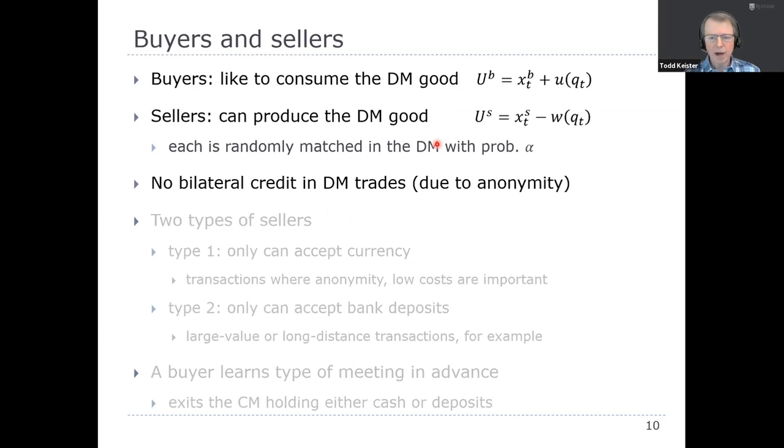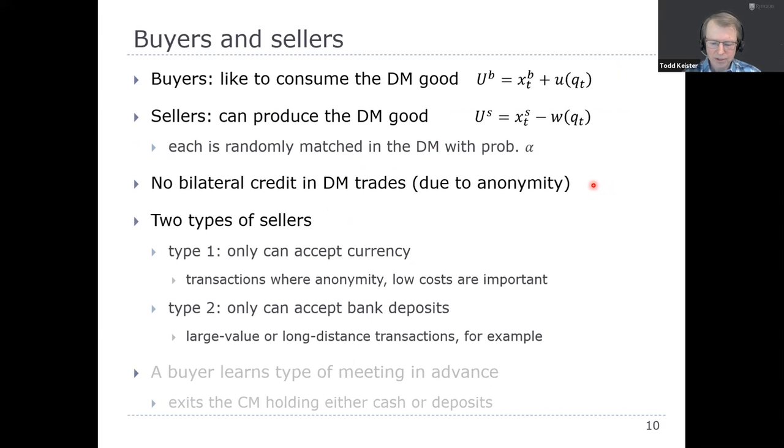All right. Now the buyers and the sellers, this is more straightforward. So in the decentralized market, the buyers want to consume, the sellers can produce, they're randomly matched. There's the usual information frictions, which means there's no credit in these meetings. The buyers have to bring a medium of exchange to the bilateral meeting. And we want to talk both about currency and bank deposits.